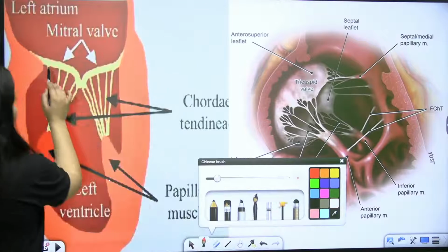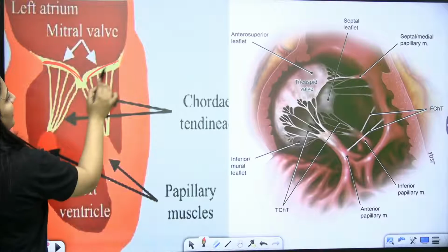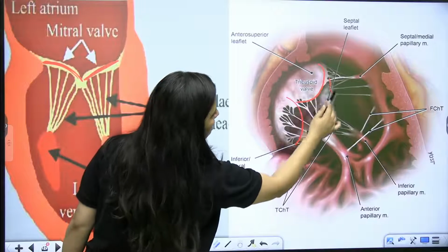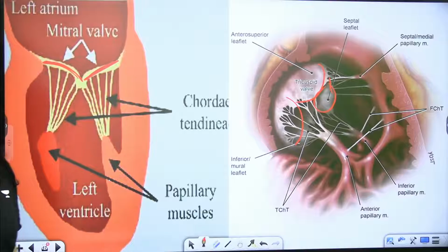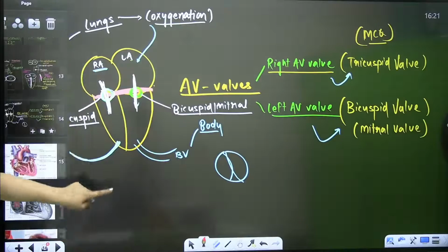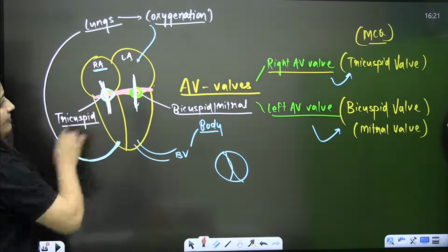Have a look. See, 2 cusps are there: bicuspid. If there are three flaps, 1, 2, the third one here, that is tricuspid. Then it is going to be the tricuspid valve. Clear? So obviously blood will pass.